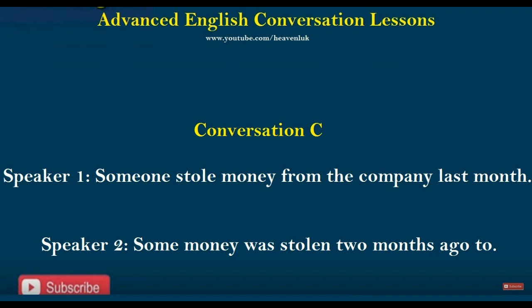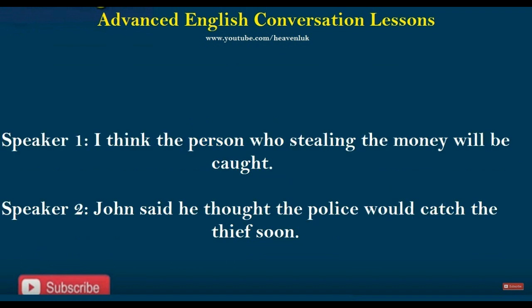Conversation C. Speaker 1. Someone stole money from the company last month. Speaker 2. Some money was stolen 2 months ago too. Speaker 1. I think the person who's stealing the money will be caught. Speaker 2. John said he thought the police would catch the thief soon.